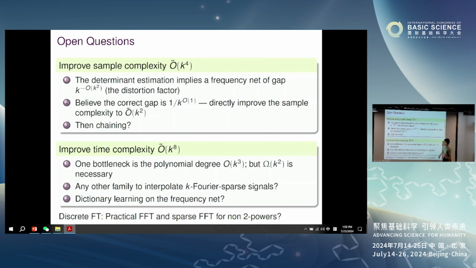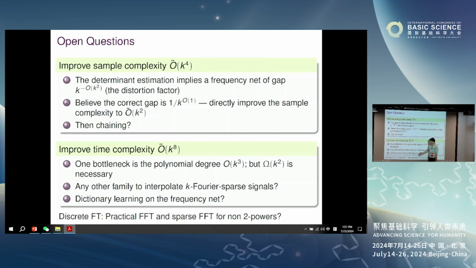Another problem is to improve the time complexity. So right now, one loss in the time complexity is that the polynomial degree is k cubic. But we know that if we stick to polynomials, say we just use polynomial times the basic wave function to do the interpolation, omega k square is kind of necessary. So this is saying polynomial interpolation may not be the correct way to do the recovery.